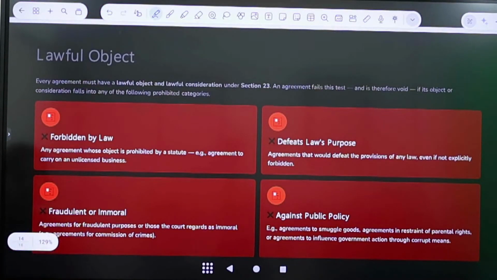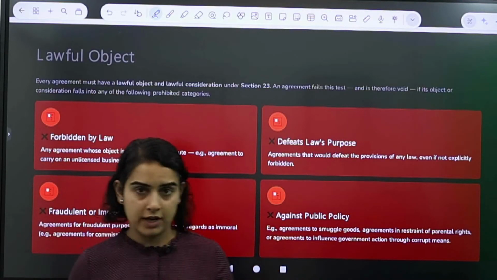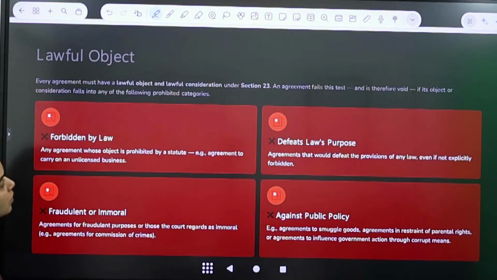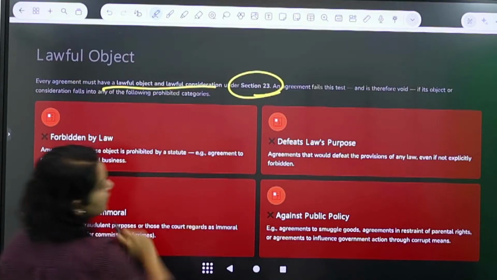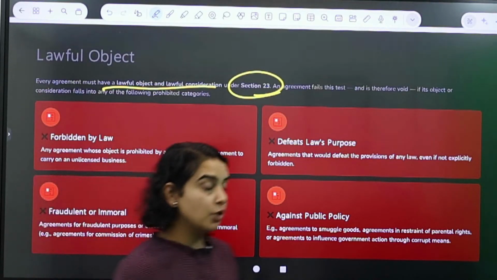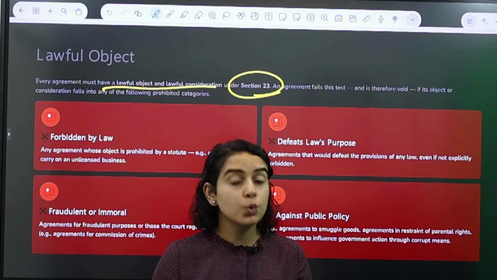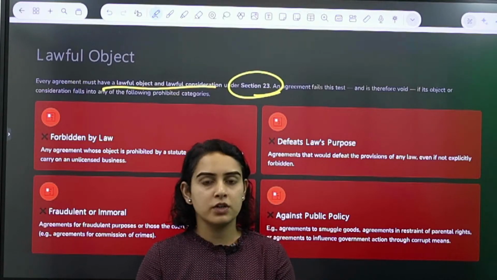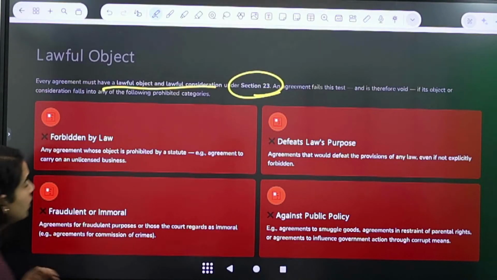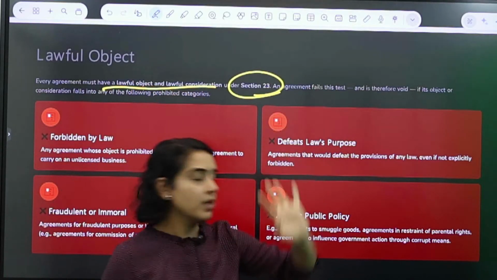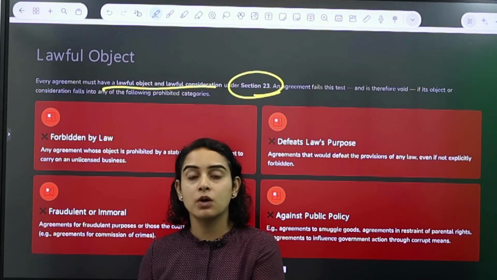Then very important is the objective behind the contract. The contract is only going to stand if there is a lawful object and lawful consideration, which has been given under Section 23 of the Indian Contract Act. It says the purpose behind which you are doing the contract and the consideration involved in a contract should be legal. Now, what does that mean? So, lawful object first of all. The object basically means the purpose behind why you are getting into a contract.